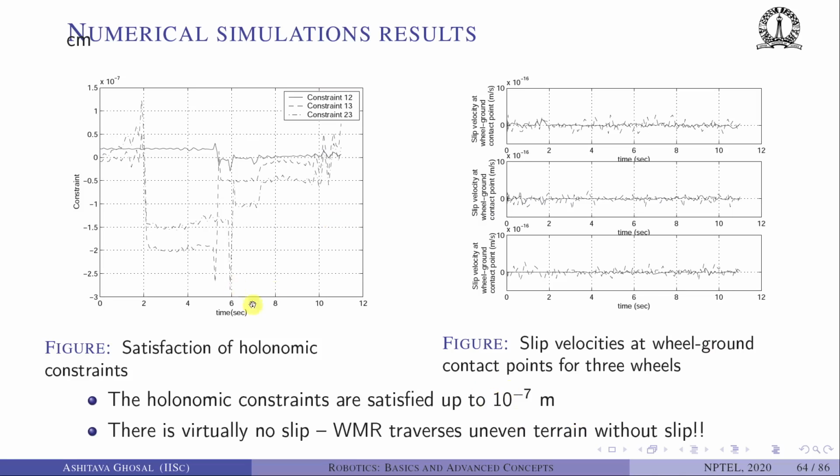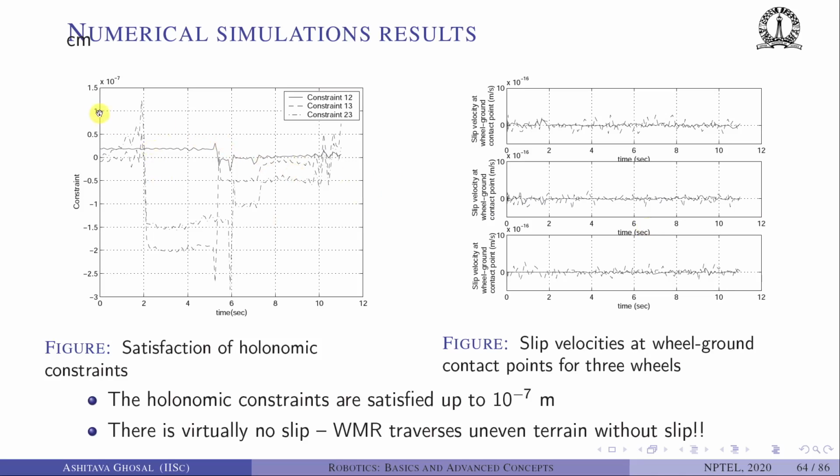We can also plot and see whether the constraints are satisfied during the simulation. These are the three holonomic constraints. Basically the distances between C1, C2, C2, C3 and C3, C1 are constant. We can also plot the slip velocities, which are Vx and Vy. As you can see, all of them are more or less satisfied.